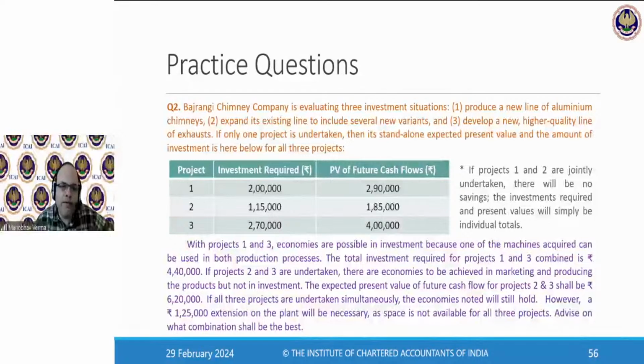If only one project is undertaken, then its standalone expected present value and amount of investment are given below for all three projects. Investment and present value are given to us. The first thing I can do is quickly calculate the NPV. The NPV of the first project is 90,000. The second is 70, and the third one is 1,30,000.